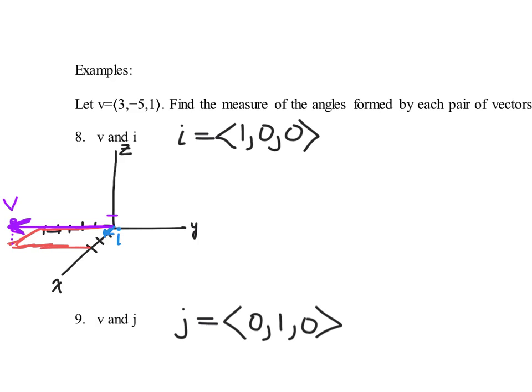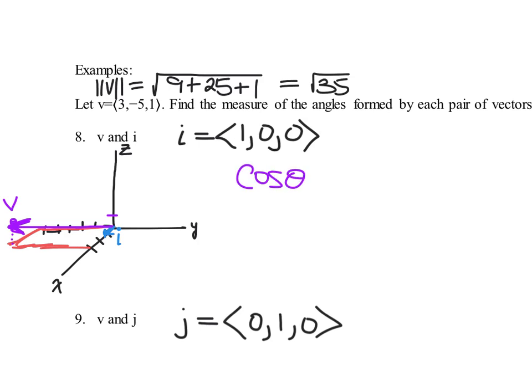Fortunately we have this formula that we can use to figure out the angle between the two vectors: the dot product over the magnitudes. So what I would do here, off on the side, is find the magnitude of v, because that's going to come into play for each of them. So 9 plus 25 plus 1 is going to be the root of 35. We just rely on that for every question. So if I'm looking for the cosine of theta, it's going to be v dot i over the magnitudes multiplied.